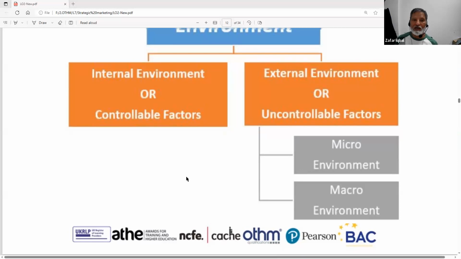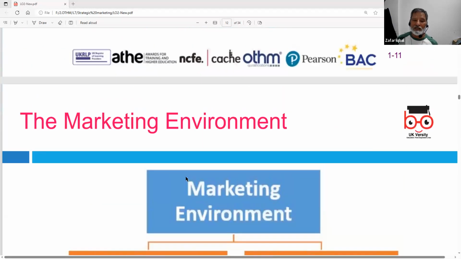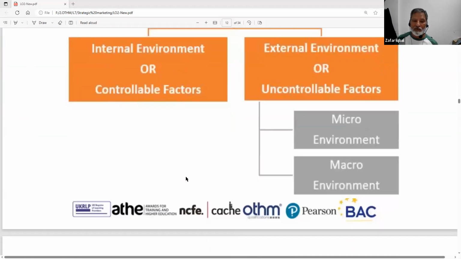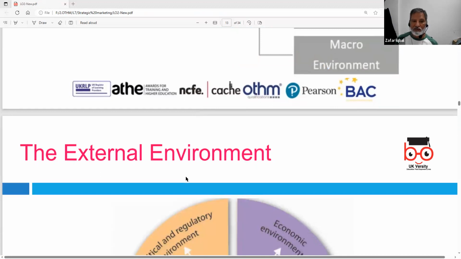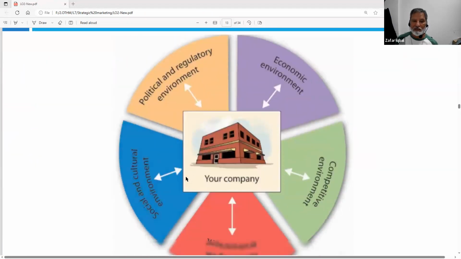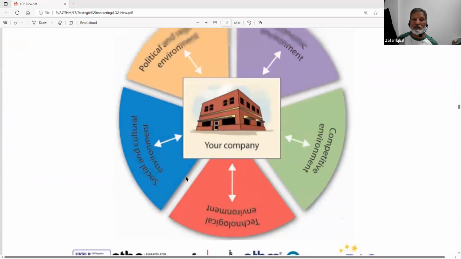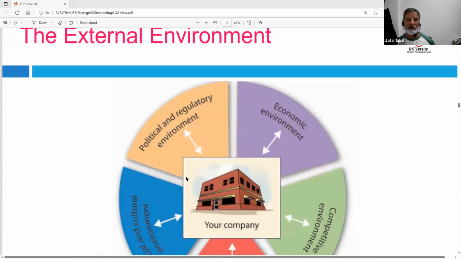Okay, so when we are looking at the marketing environment, we need to look at it as a whole, from the internal and the external. So let's look at the external environment. The external environment is composed of, you may have heard of, the PESTEL analysis, or PESTLE, however you want to call it. It started with PEST initially, and your company is here, and all the other factors are outside this company.